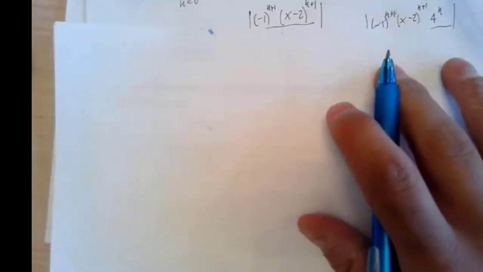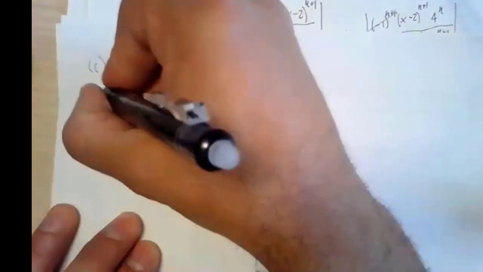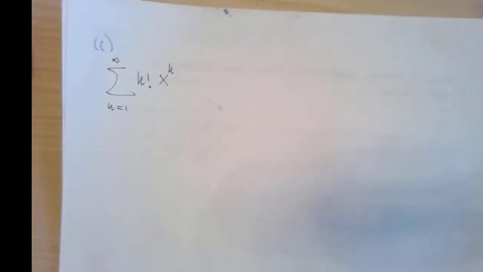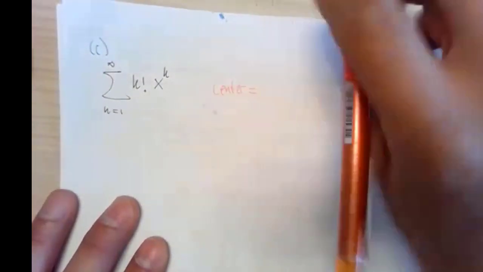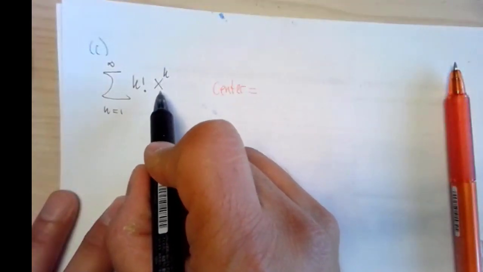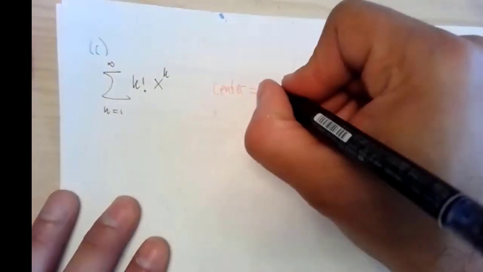All right, part C. This time we're going to do the sum from k equals 1 to infinity of k factorial x to the k. All right. So what is the center? Let's start with that. Well, like I said, we don't see anything here, so the center has to be 0. Yeah, very good, Harnit. 0 is the center.